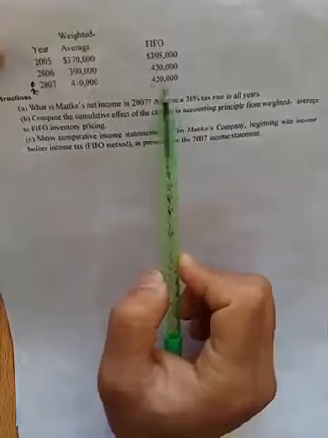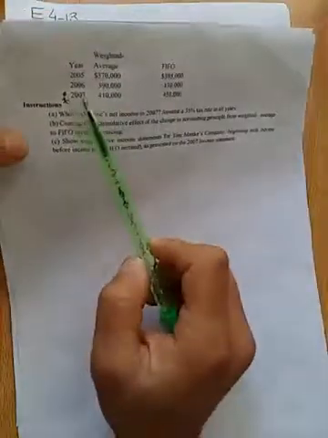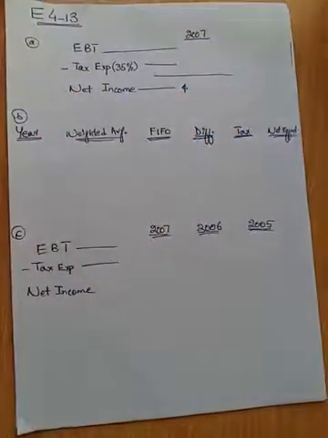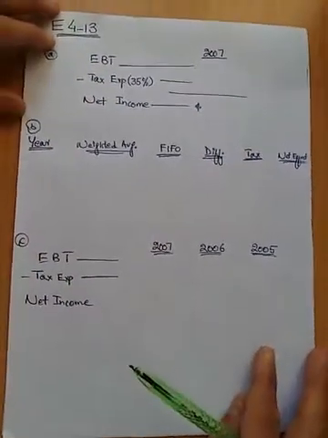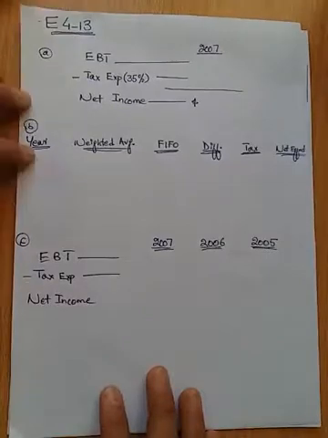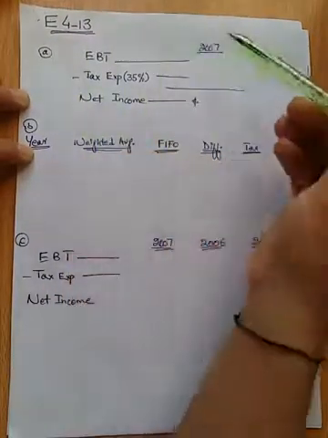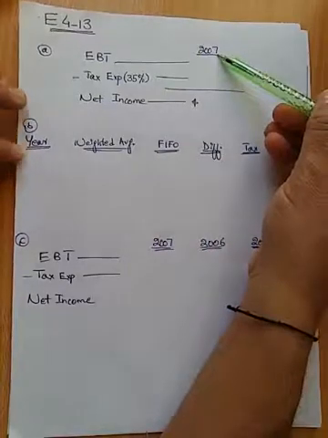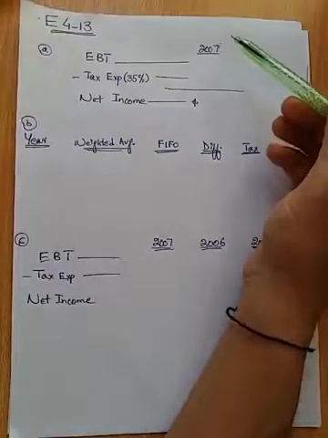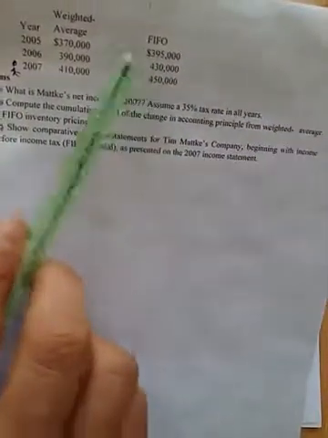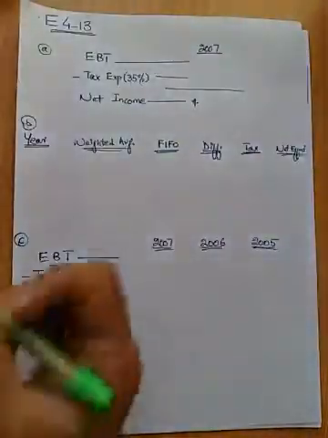$450,000 is the earning before tax. To answer part A, I have made some basic formats to save a bit of your time and MBs. This is the format of part A. In part A, we were required to calculate the net income of 2007. First we write the earning before tax of 2007, which is $450,000 according to the new method.